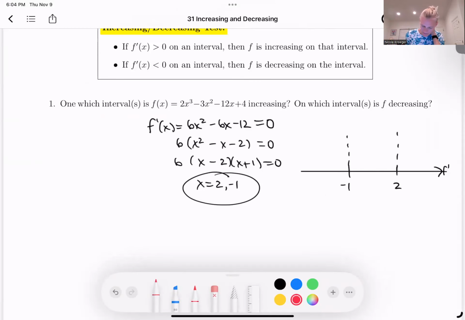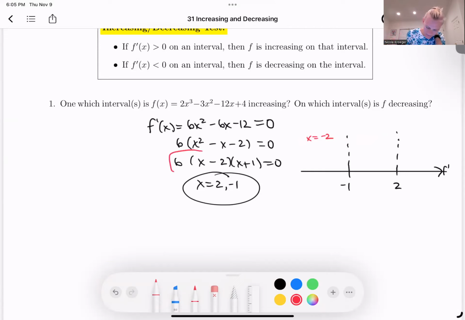So now what I'm going to do is pick a number in each of these regions. So this region, and this region. And I'm going to plug them into my derivative to see whether my derivative is positive or negative in those regions. So let's pick our favorite number less than negative 1, maybe negative 2. And I want to know, is the derivative positive or negative?